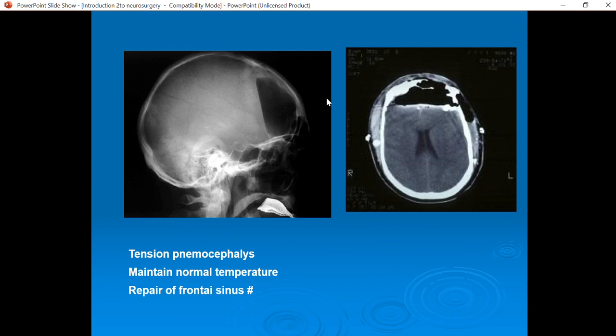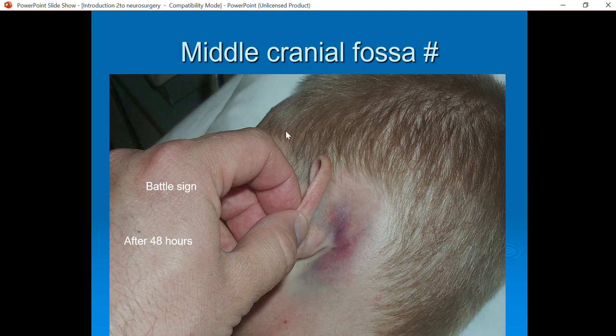The air usually comes from the frontal air sinuses, or from the ethmoidal air sinuses, from the sphenoid air sinuses, or from the mastoid air cells in case of middle skull base fracture, as we'll see later on. Okay, and the treatment in this case needs repair of the posterior wall of the frontal air sinus. Now we can finish talking about the anterior skull base fracture and its signs.